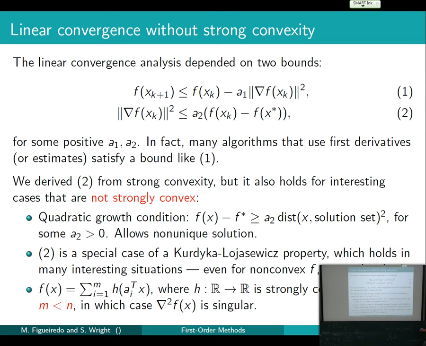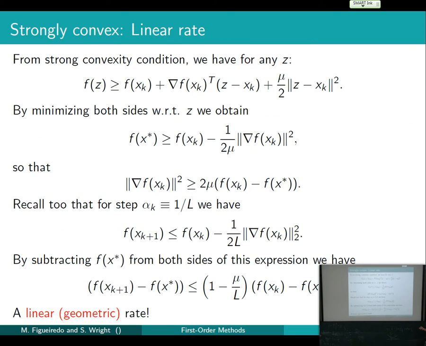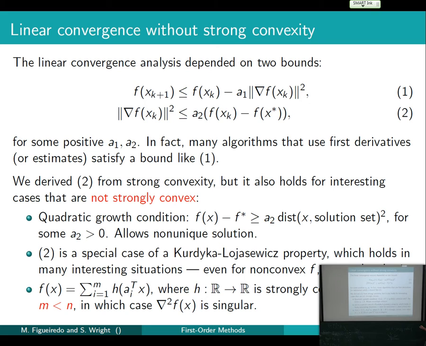Okay, there's an important point to make here in that the linear convergence analysis that I showed you on the last couple of slides basically used two bounds. If you go back to what I did here, it used these two bounds, and generally they look like this. There's an upper bound on the norm of the gradient of f at xk, and there's an upper bound on f of xk plus 1. And we glom those two together to get a linear rate. So it turns out that you don't necessarily need strong convexity to get these kinds of bounds.